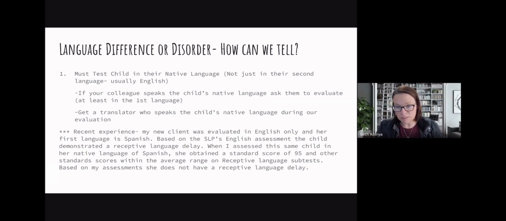But when I assessed her receptive language skills in Spanish, she got standard scores of 95 and other solid standard scores, within the average range for her age. In the informal assessment, she also demonstrated that she did not have any delays or disorder in receptive language skills. So that's a recent example of why we cannot just test these kiddos in English. We don't want to give them a label of a delay or disorder when it's not really there.